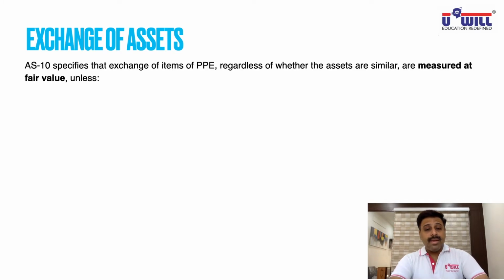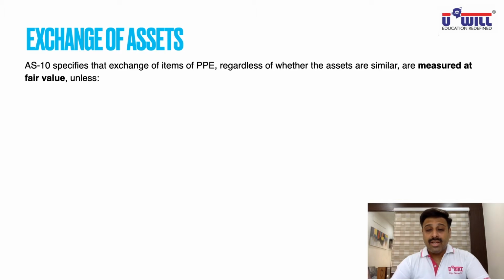Look at it. AS 10 specifies that exchange of items of PPE, regardless of whether assets are similar, are measured at fair value. Means regardless of whether assets are similar. Here the example which I gave you, the assets were similar. You were giving the old car and buying a new car against that. But here they said this standard applies regardless of whether the assets are similar. So even if you give your old cupboard or furniture and against that you buy a new television, then that exchange is also covered over here. Any kind of exchange is covered over here.